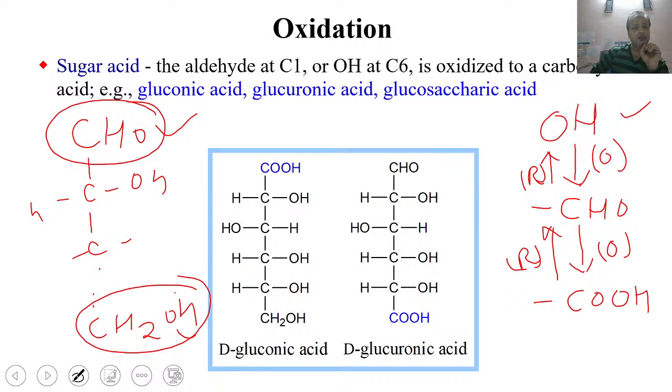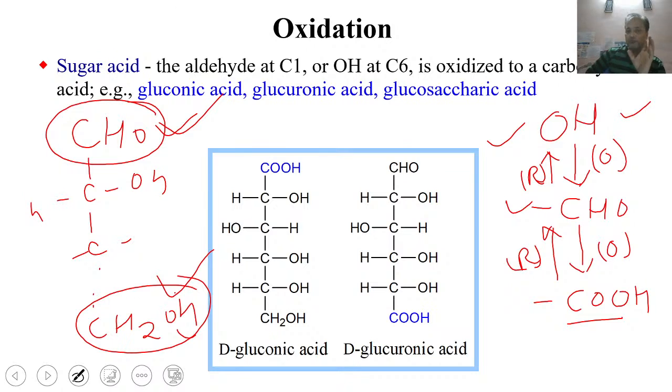Now if you oxidize these two groups, we will get three different kinds of acids. Ultimately, if you oxidize the aldehyde structure, you will get acid. The final, ultimate oxidized product is acid. In any case, whether this is oxidized or this is oxidized, the ultimate product will be acid.